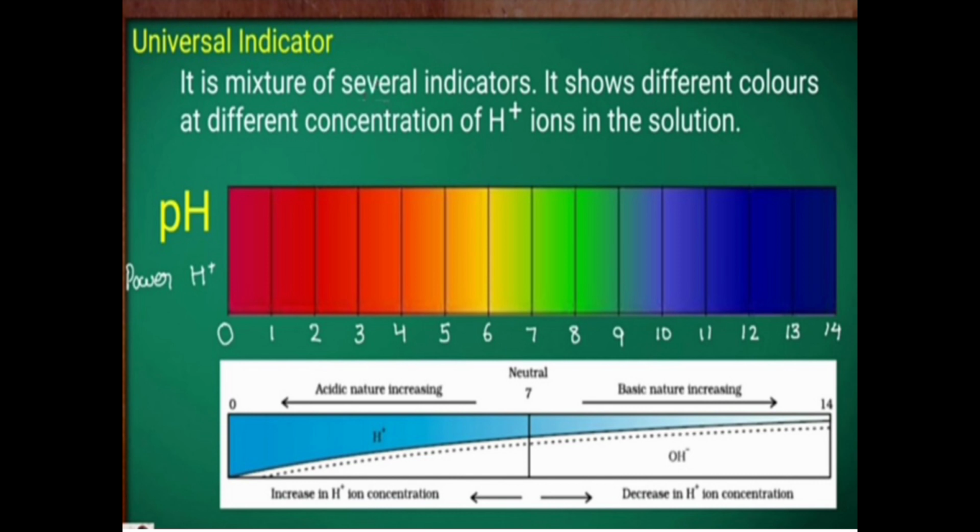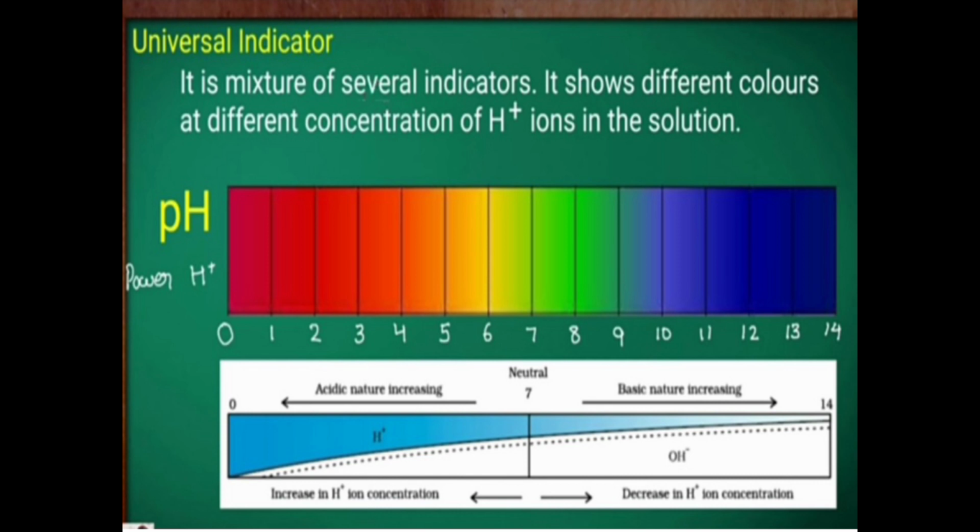What is a universal indicator? It is a mixture of several indicators. As I told you just now, a universal indicator is a mixture of several indicators. So it shows different colors at different concentrations of hydrogen ions in a solution. On the basis of that, we can find out how strong an acid or a base is.